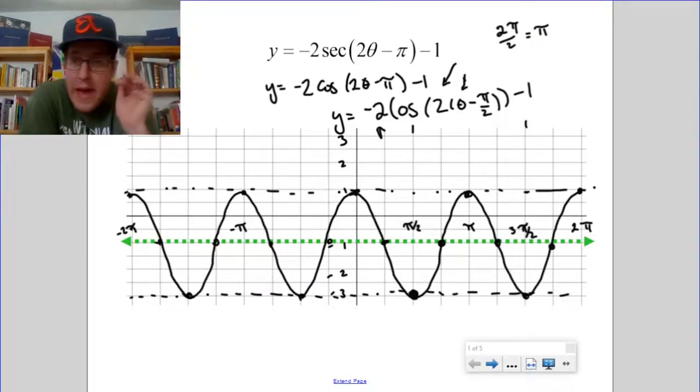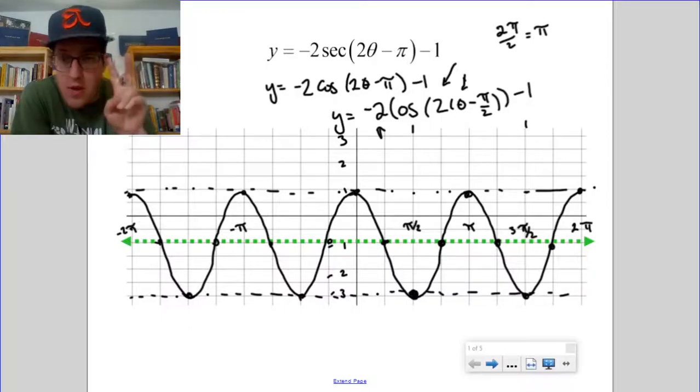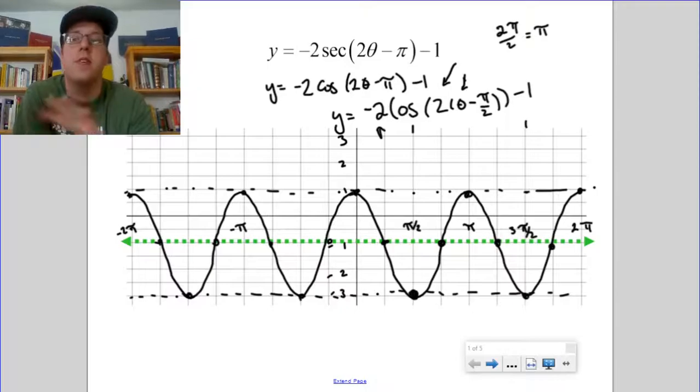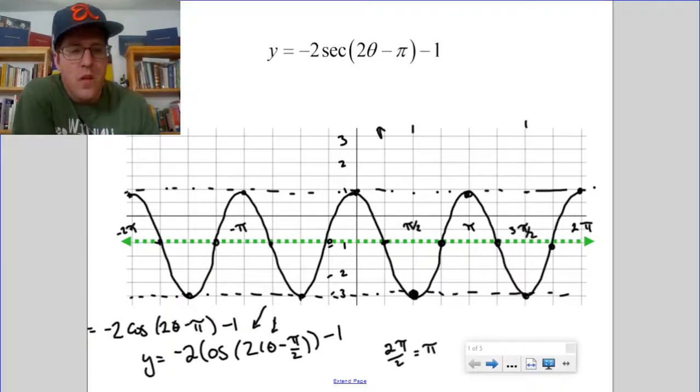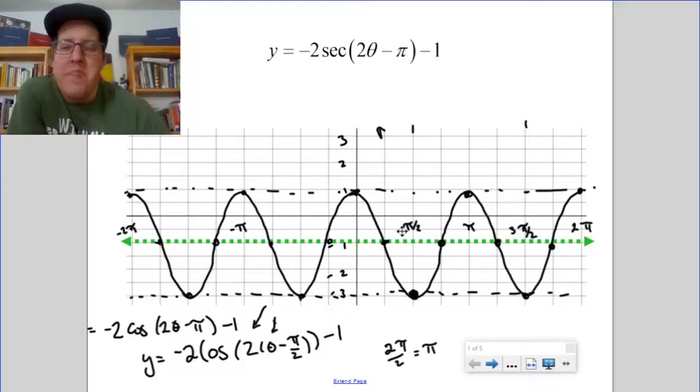Okay, so that is just how you graph the ghost graph or the guide graph for the secant. You graph its reciprocal, the cosine. Now, I want you to pause and pick any one of those x values on the midline and plug it in and see what you get. You should get that it's undefined. Now, that midline acts as the 0 because we're moving this function down 1. So it acts as our 0.